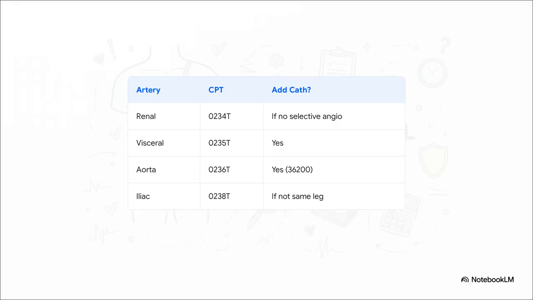You'll definitely want to keep this information handy because this is essentially your ultimate quick reference summary. It perfectly matches the specific suprainguinal artery to its corresponding CPT code and lays out its unique catheterization rules. Remember, the artery dictates the code. Renal is 0234T, non-renal visceral is 0235T, the abdominal aorta is 0236T, the brachiocephalic trunk and branches are 0237T, and the iliac artery is 0238T. Let's actually break these nuances down just a little bit further.